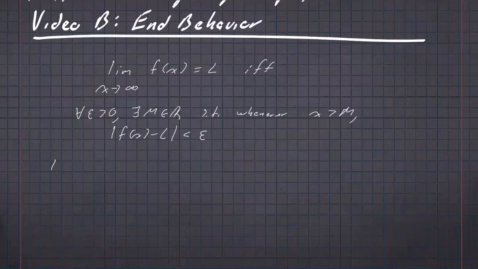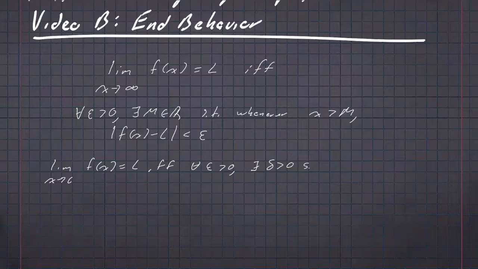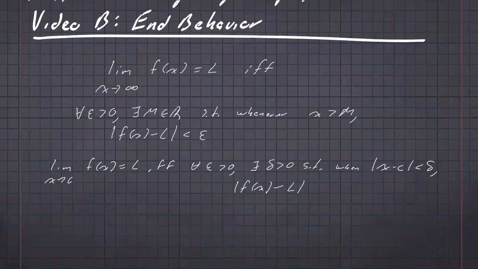Remember, in general, the limit as x approaches c of f of x is equal to L if and only if for all epsilon greater than 0, there exists some delta greater than 0, such that when the absolute value of x minus c is less than delta, the absolute value of f of x minus L is less than epsilon. So instead of finding a delta greater than 0, and instead of restricting to absolute value x minus c less than delta, we're now finding any real number m and finding x is greater than m.